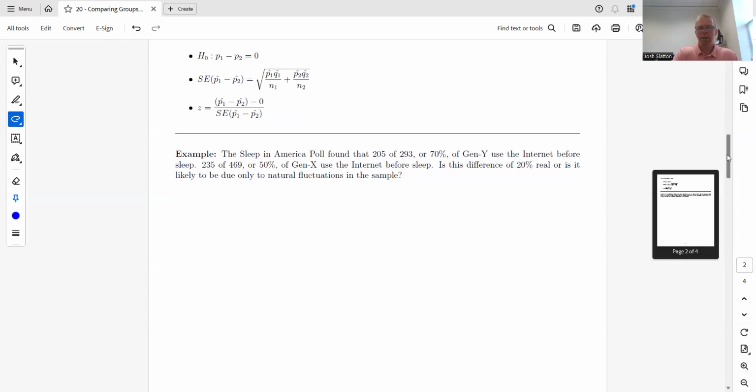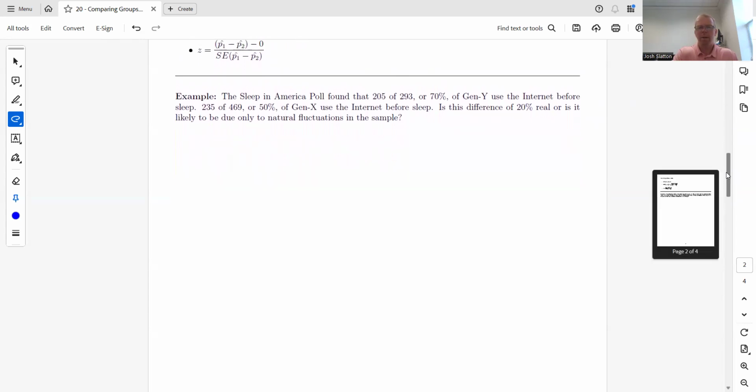So let's look at an example with hypothesis testing. The Sleep in America poll found that 205 of 293, or 70% of Gen Y, used the internet before sleep. And then 50% of Gen X used the internet before sleep. Is the difference of 20%, so 70% minus 50%, is that real, or is it just due to natural fluctuations?